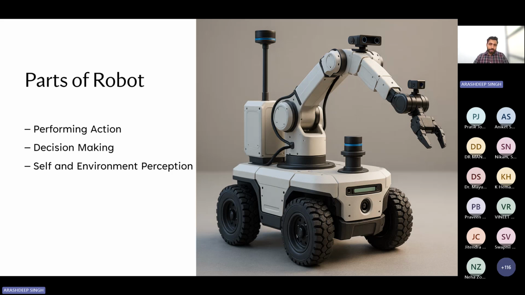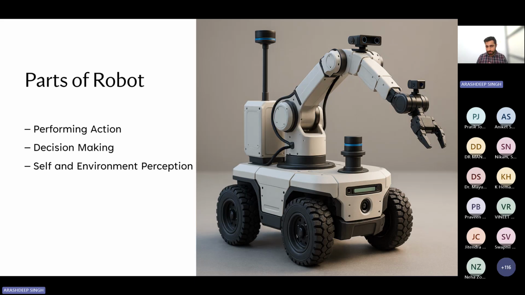Now, what kind of actions can a robot perform? The robot shown is a mobile robot with a manipulator. For this robot, the action can be going from one place to another, like moving from point A to point B. And for the manipulator part, the task can be manipulating an object, like picking an object.